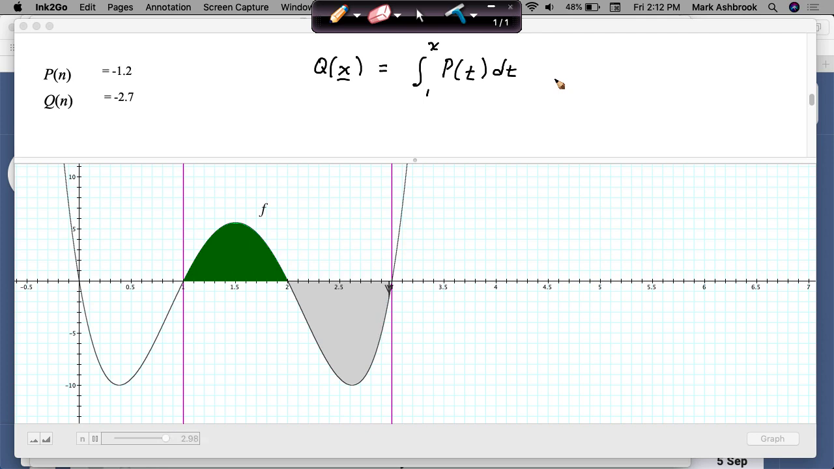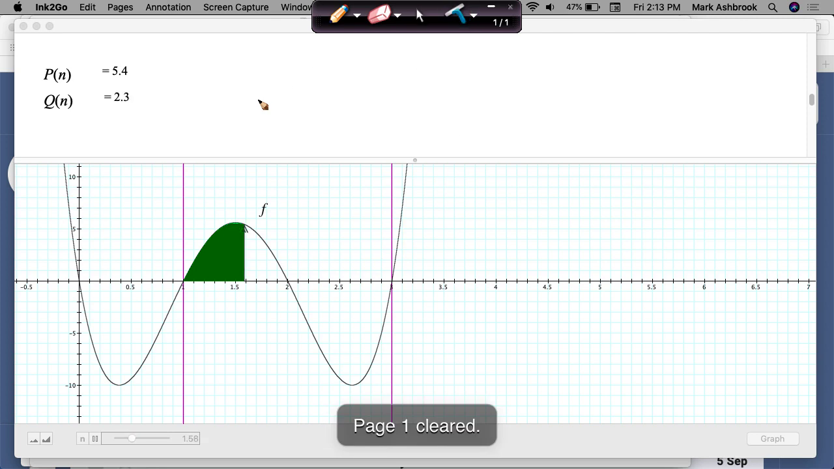Because if this is our function, we know that the function values, the y values, are the rate of change of signed area. Q was giving those values of signed area. So basically Q was what we called capital F before, right? And P was what we called little f. So I just wanted to see if you could recognize that by the numbers. Any questions on that? Okay, another exercise like this.